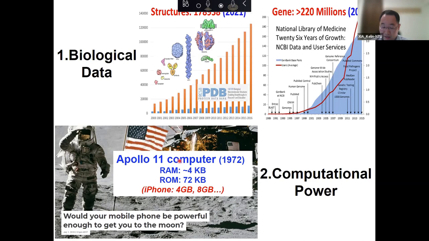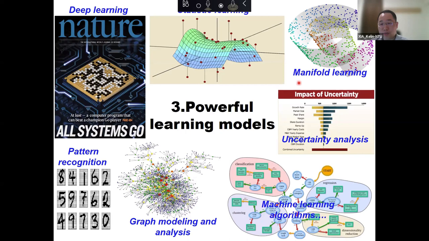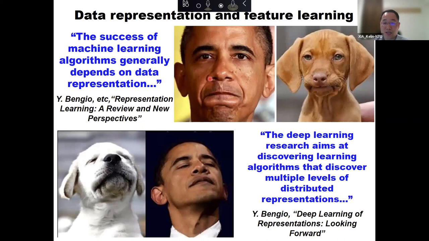And the third aspect is really about powerful learning models. I don't need to go into detail, as many people are already familiar. A lot of machine learning, manifold learning, deep learning, all these data-driven learning models have helped researchers find interesting patterns in the data. Mathematically, when we look at these learning models, the central issue is how to learn the data representation and the features within the data.